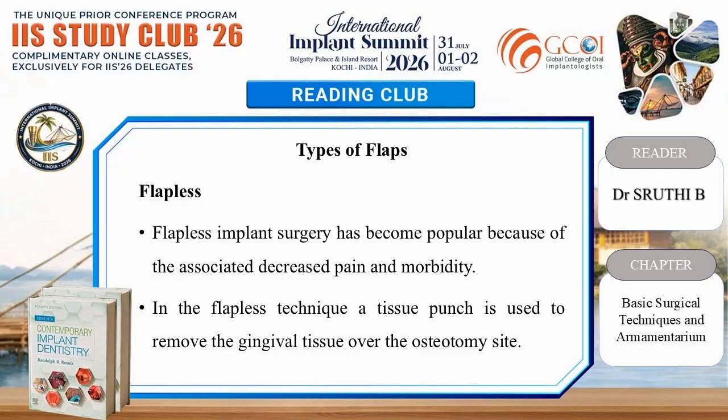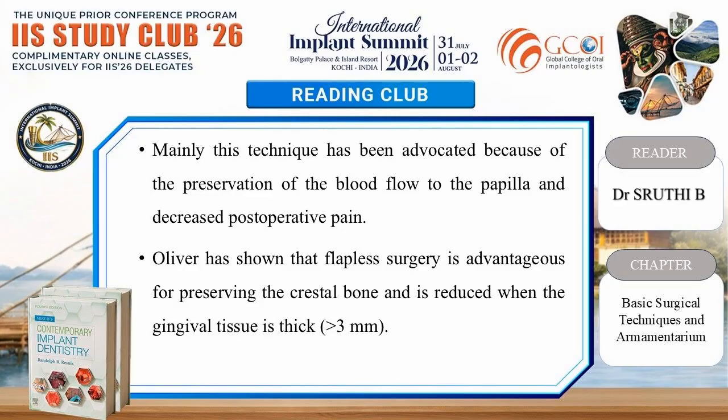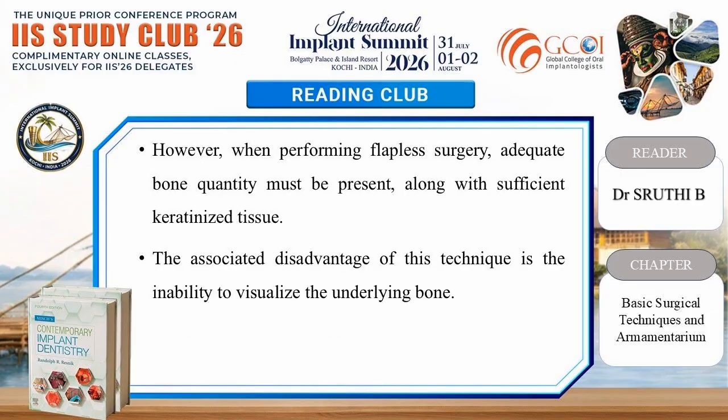Types of flaps. Flapless. Flapless implant surgery has become popular because of the associated decreased pain and morbidity. In the flapless technique, a tissue punch is used to remove the gingival tissue over the osteotomy site. Mainly, this technique has been advocated because of the preservation of the blood flow to the papilla and decreased postoperative pain. Oliver has shown that flapless surgery is advantageous for preserving the crestal bone, and bone loss is reduced when the gingival tissue is thick, that is greater than 3 mm.